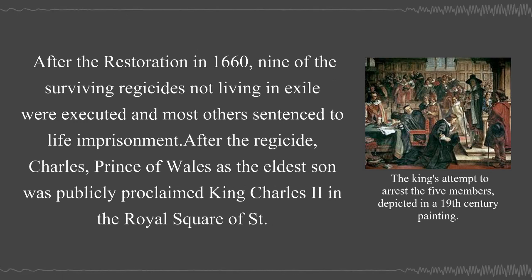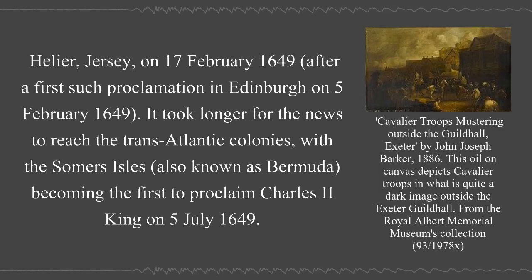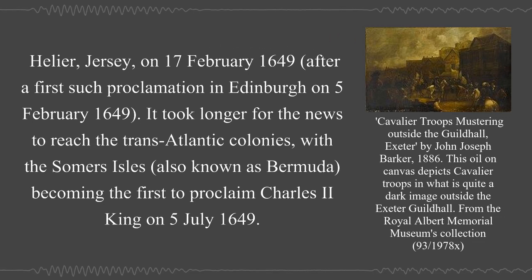After the regicide, Charles, Prince of Wales, as the eldest son, was publicly proclaimed King Charles II in the Royal Square of St. Helier, Jersey, on 17 February 1649. After a first such proclamation in Edinburgh on 5 February 1649, it took longer for the news to reach the transatlantic colonies, with the Somers Isles, also known as Bermuda, becoming the first to proclaim Charles II king on 5 July 1649.